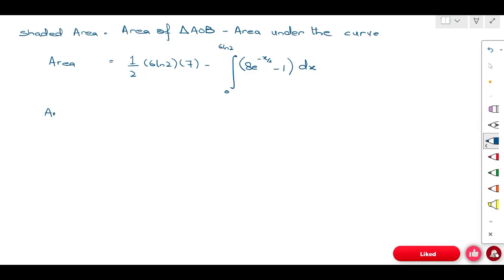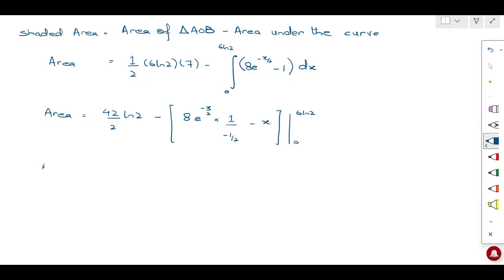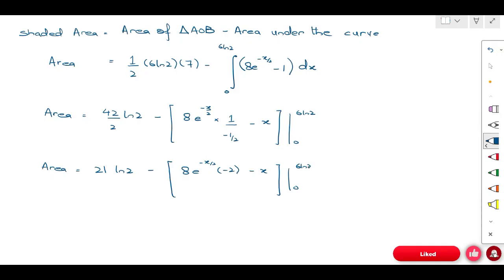Okay, let's start doing it. The area becomes 7 times 6, which is 42, divided by 2, natural log of 2, minus, applying the integration: 8 is a constant, e power minus x by 2, and the derivative of minus x by 2 is minus 1 by 2, minus x, with the limits from 0 to 6 natural log of 2. 42 is also divisible by 2, so the area equals 21 natural log of 2 minus 8 e to the power minus x by 2 into minus 2 minus x, applying the limits from 0 to 6 natural log of 2.